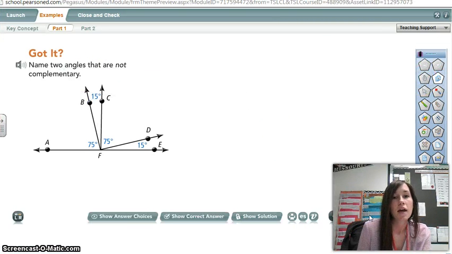Name two angles that are not complementary. Pause the video, pick out a couple that you think would work, and then play the video.